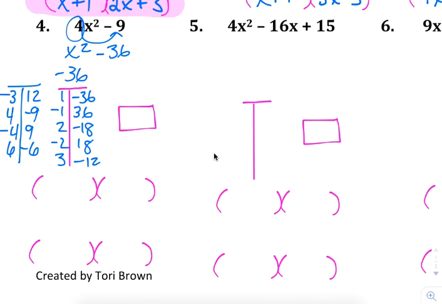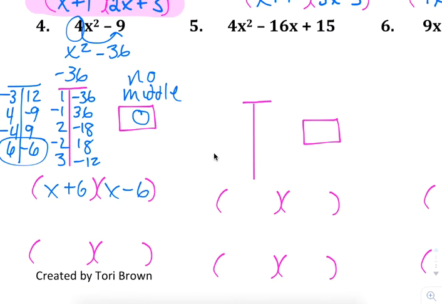I know that's a lot. Please write them all down. I would be looking for that to be complete on a quiz, okay? All right. We are trying to add up to a 0 because we have no middle number, remember. I need these numbers to cancel, so we're going to use a 6 and a -6. Let's write them in. X plus 6, x minus 6.